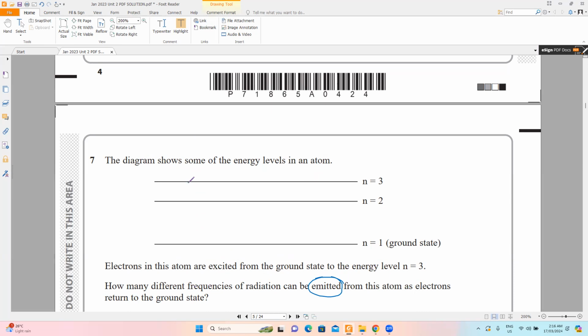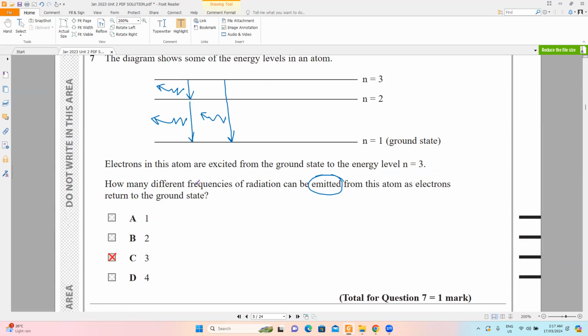It can directly drop down from N3 to N2. So this will emit a photon. It can drop down from N2 to N1. So this will emit another photon. And it can directly drop down from N3 to N1. So this produces a photon of one frequency, this of the other, and this of the third kind. So there are three different frequencies of photon that can be emitted. So the answer is 3.